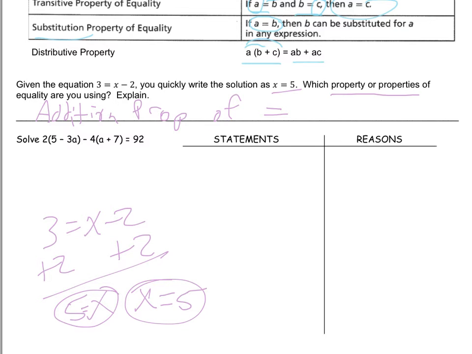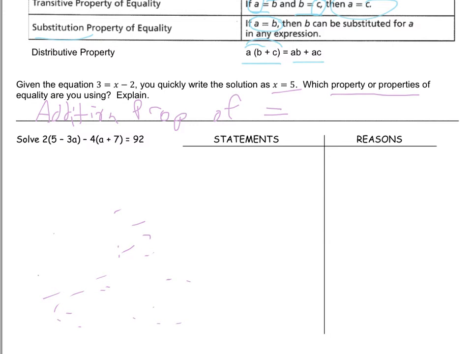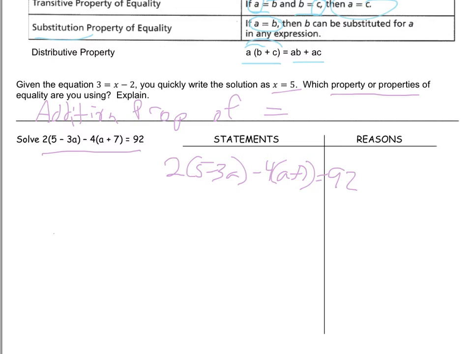Okay, now let's look at our first proof that we're going to look at right here. Algebraic proof means we're going to be solving algebra problems and proving those statements with some of these properties. The first thing, we're always going to start with what they gave us: 2 times (5 minus 3a) minus 4a plus 7 equals 92. The reason for that, the first reason, will always be given.